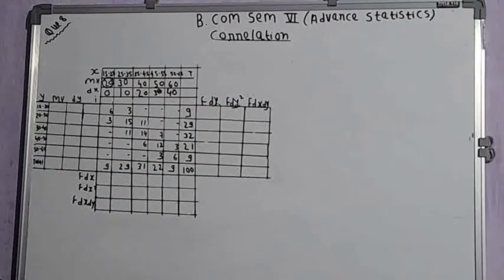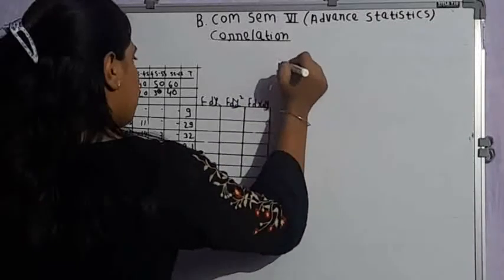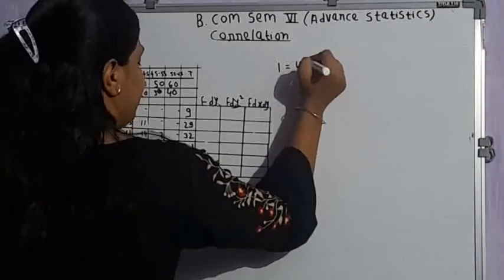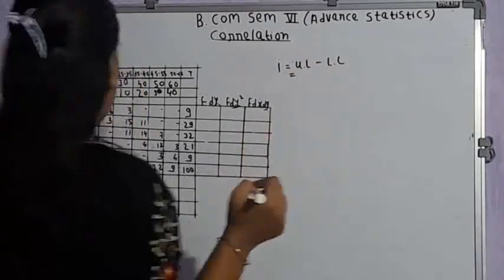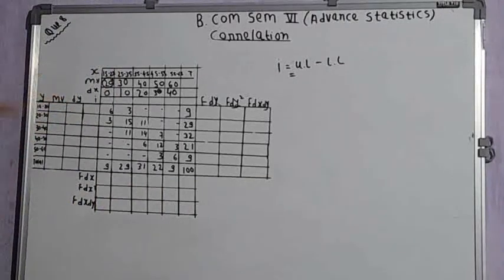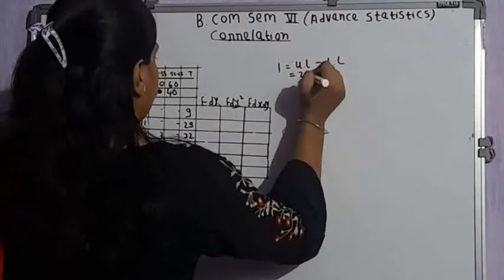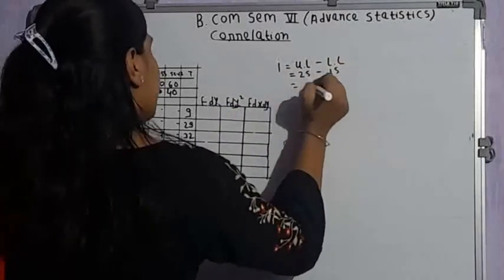Then what is the next step? The next step is calculation of I. What is I? I refers to the difference between the class interval. I is equal to the upper limit of the class minus the lower limit of the class. Like when the age group is between 15 to 25, the class interval is 15 to 25. So the upper limit would be 25, the lower limit would be 15. So I would remain 10.